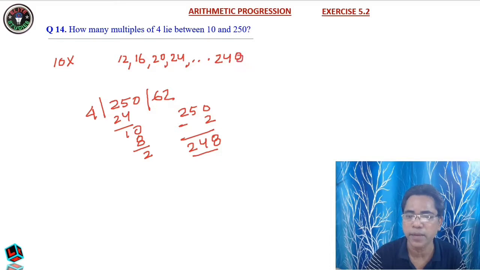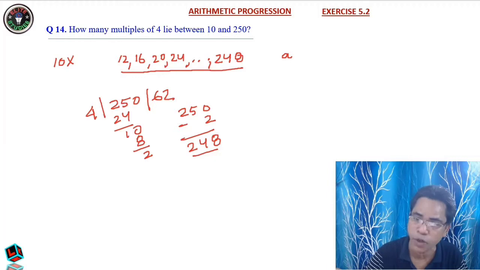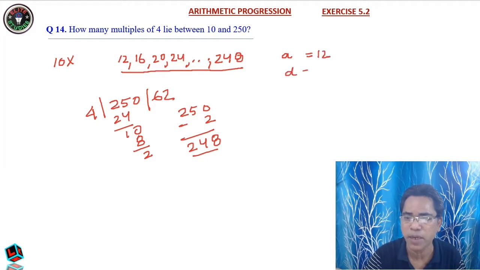248. Again, my dear students, it is very easy. Now, according to the question, we have to get the number of terms here. How many such terms are there if you write 12, 16, 20, 24 and end at 248? Here A is 12. And D is what? Since these are multiples of 4, the difference will be 4 only. 16 minus 12 is equal to 4.